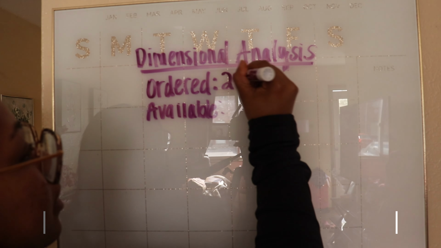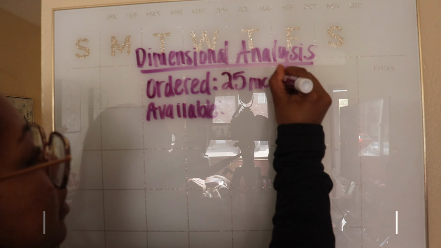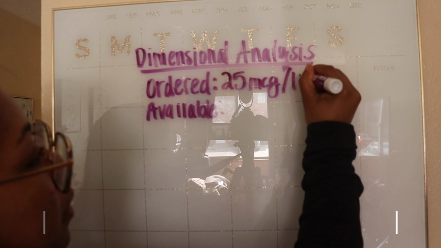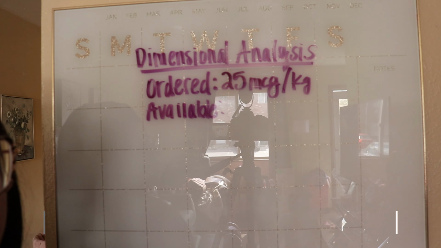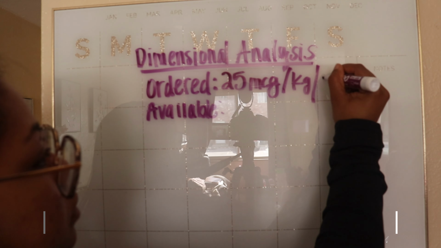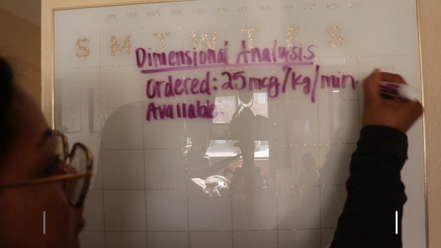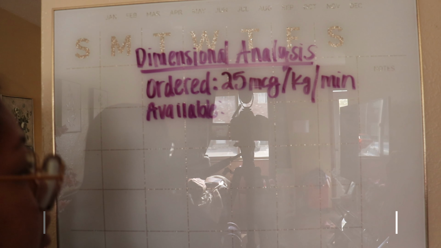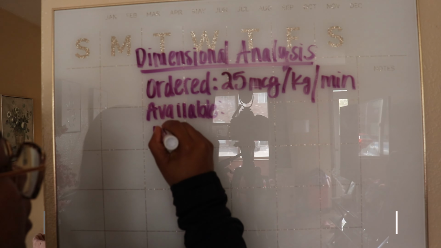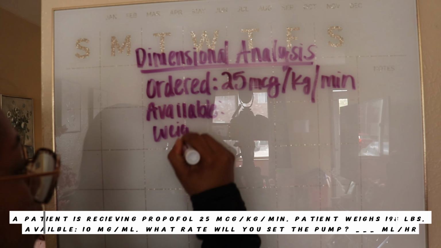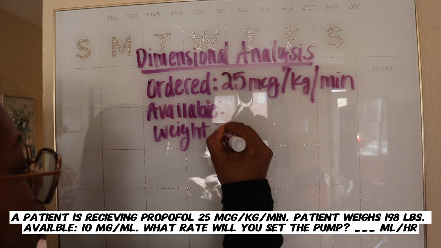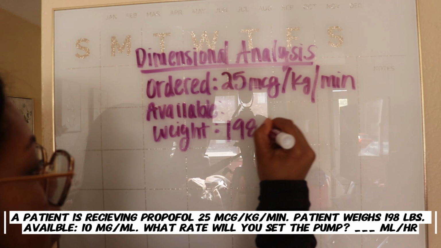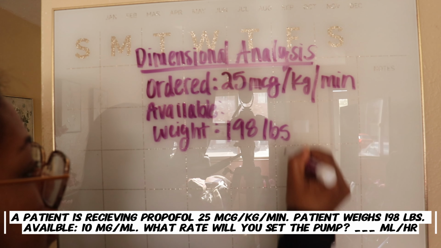Question 3. We're going to start with what is ordered every single time. In this question, this patient is going to be receiving propofol at 25 mcgs per kg per minute. Available is 10 mgs per ml, but the client weighs 198 pounds.